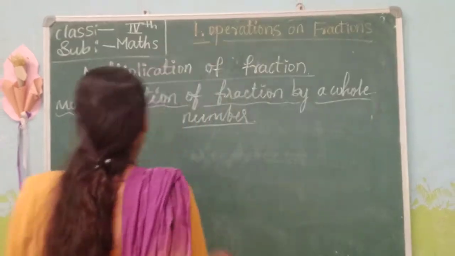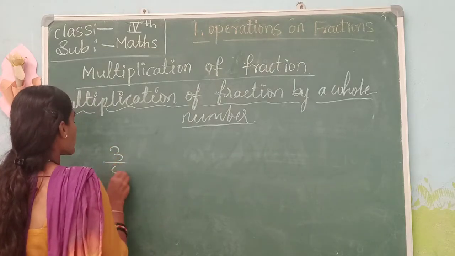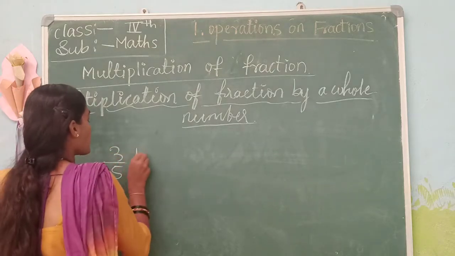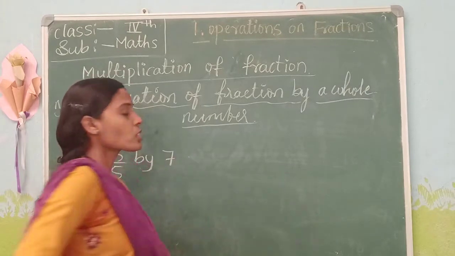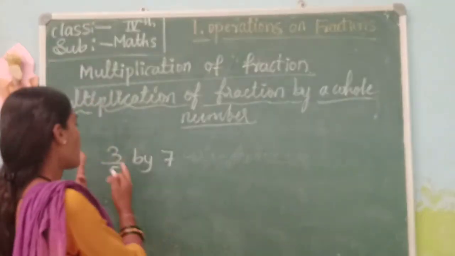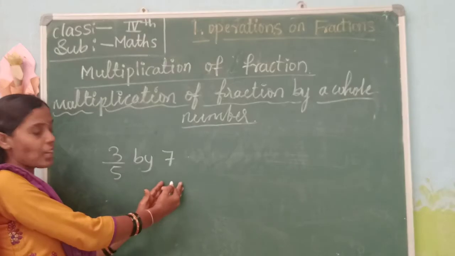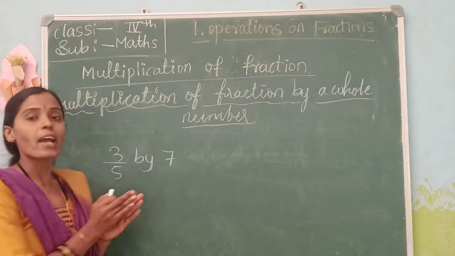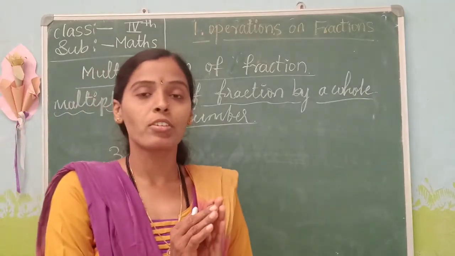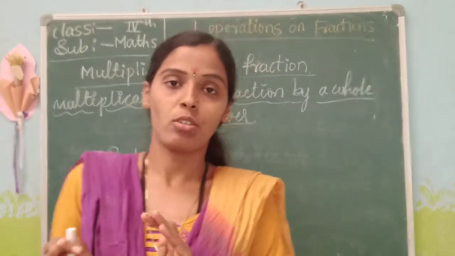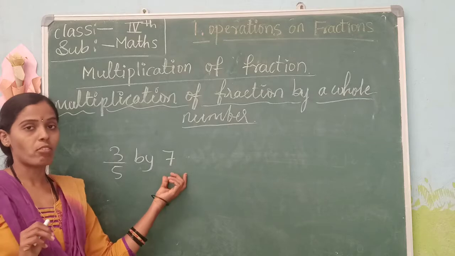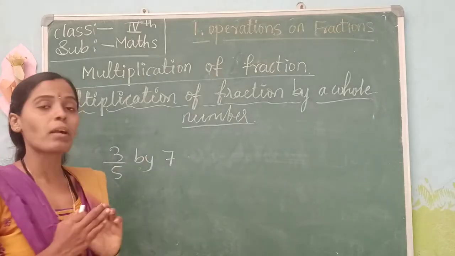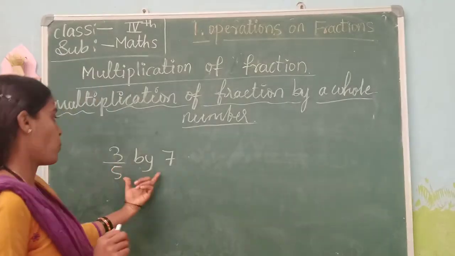For example, 3 by 5 into 7. Here, one is a fraction and one is a whole number. Fraction means part of the equal parts of the whole. Then one is a whole number. How do we multiply these two?